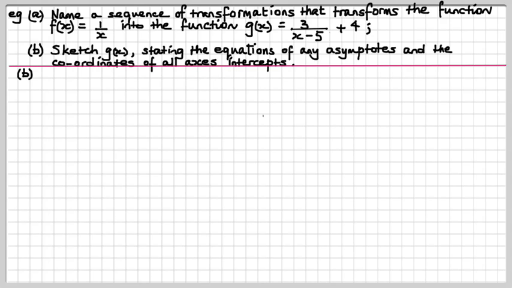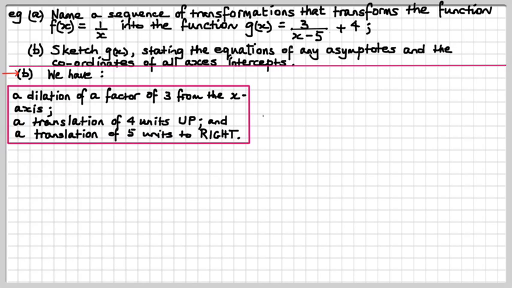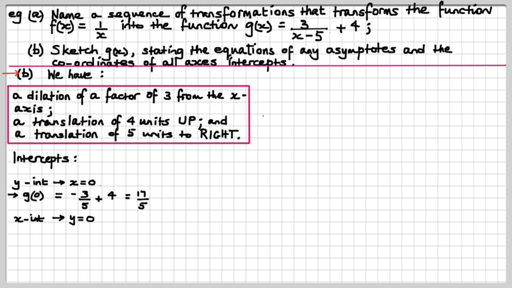Now, where are we getting to with all this? Yes, this is B now. B. So we have a dilation of a factor of 3 from the x-axis. This is where we got to. I'm taking the first sequence of transformations that I got on the previous screen: a translation of 4 units up and a translation of 5 units to the right. Now here we go with the intercepts; if we're sketching graphs, we have to do that. Y-intercept means x is 0. Solving for that, we get a y-intercept of 17/5.